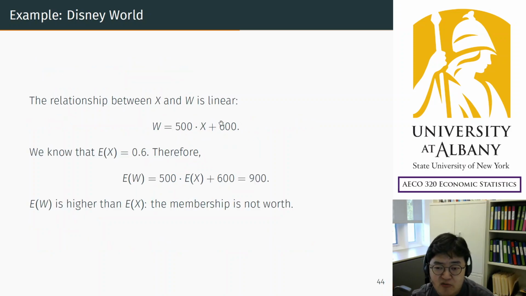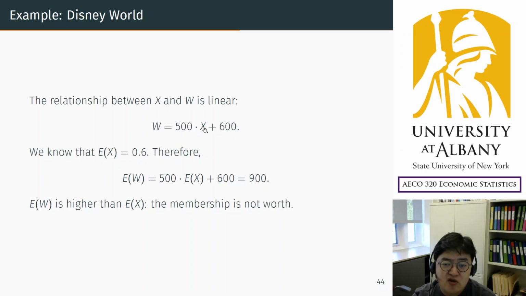And then mathematically you can write it this way. The new random variable, the spending after being a member, can be written as an upfront fee of $600, a fixed cost. You already spent $600, which is a one-time payment, and it's paid regardless of your number of trips. So 600 is fixed, plus for each trip you pay an additional $500, right? So in that sense, it is linear, right? Multiply by 500 and add 600.